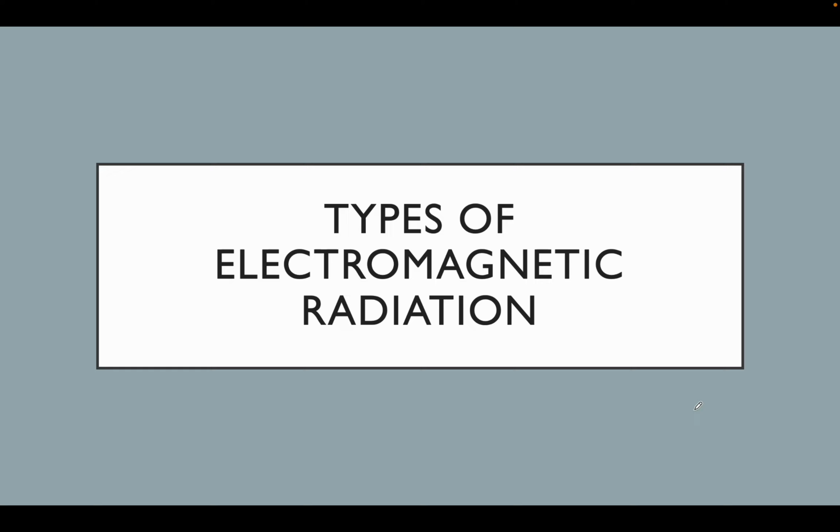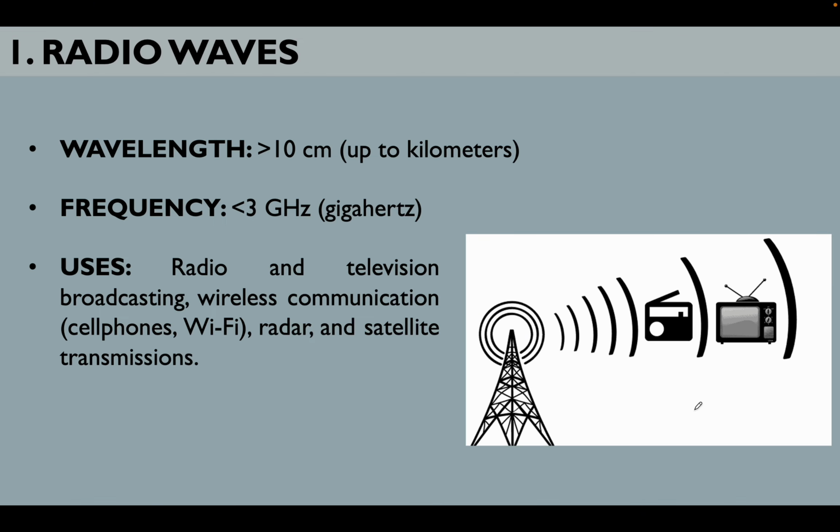So, the electromagnetic spectrum is divided into several regions based on its wavelength and also its frequency. So, these types of electromagnetic radiation are listed from the longest to the shortest wavelength, or lowest to highest frequency. So, the first one is what we call the radio waves. So, the wavelength of radio waves is greater than 10 centimeters or up, it can be up to kilometers. Basically, greater than 10 centimeters. And also its frequency is less than 3 gigahertz.